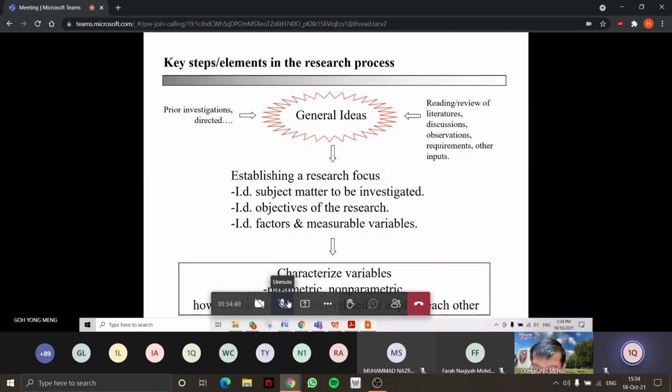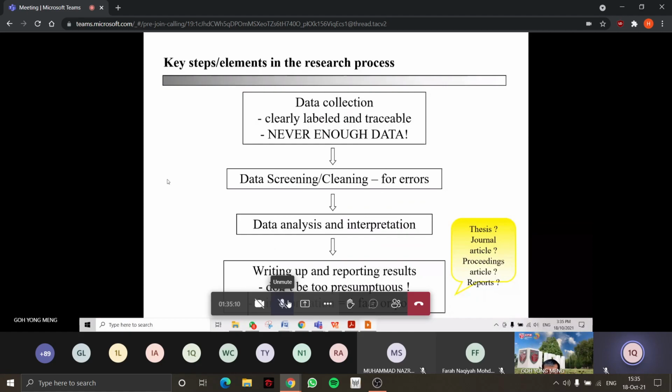So once you have a research focus, you have to identify the subject matter to be investigated, the objectives of the research, and the factors and measurable parameters. So this is actually what I want you to do in your test one. Okay? I'm teaching you already now. This is actually what I want you to do in test one. You need to have your objectives. For me, everything is summarized this way.